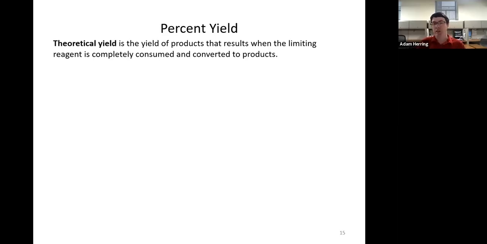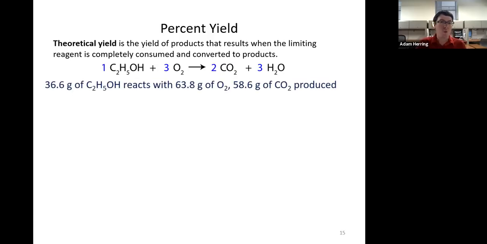The theoretical yield is the yield of the product that we would make when the limiting reagent is completely consumed and converted to products. In previous videos, anytime that we calculated the maximum amount of product that we could make, that's our theoretical yield. From the chemical reaction we saw, ethanol reacting with oxygen, 36.6 grams of ethanol reacted with 63.8 grams of oxygen. Oxygen was the limiting reactant, and we were able to produce a maximum amount of 58.6 grams of carbon dioxide.